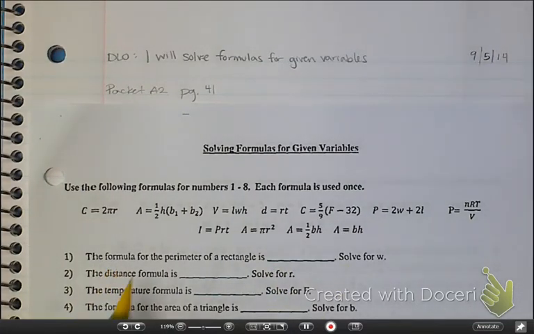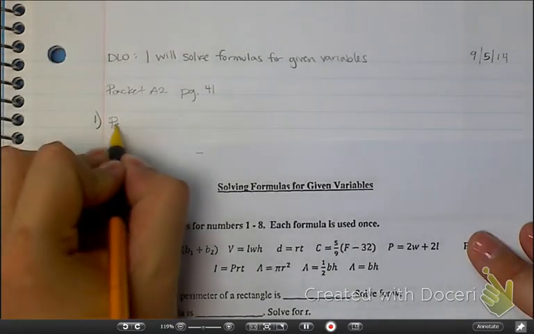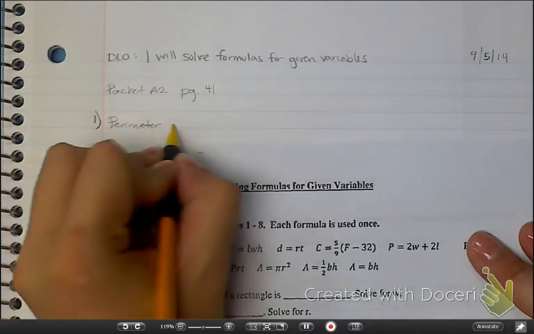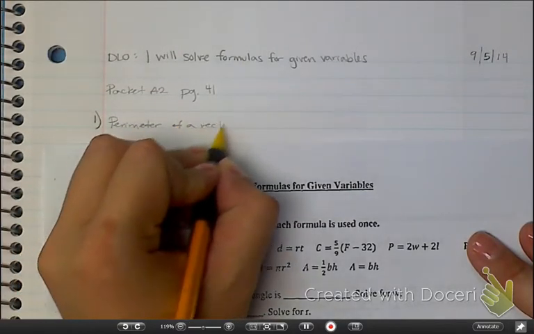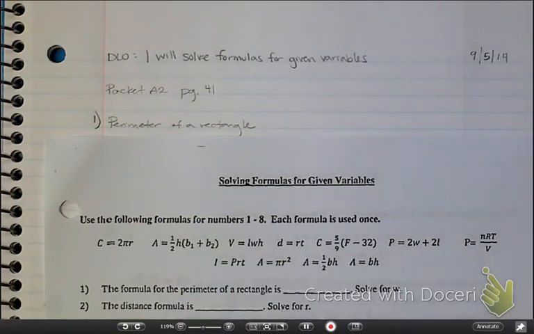The first one says the formula for the perimeter of a rectangle. So in my notes for number 1, I'm just going to write perimeter of a rectangle. And then I'm going to look up here at the top for which formula I think aligns with it. Now I know a rectangle has a base and a height, and to find the perimeter you add together all the sides, so a base and a base and a height and a height makes 2 bases and 2 heights. Perimeter starts with a P, and usually they try to keep the variables the same so they actually make sense, so I'm looking for a P.